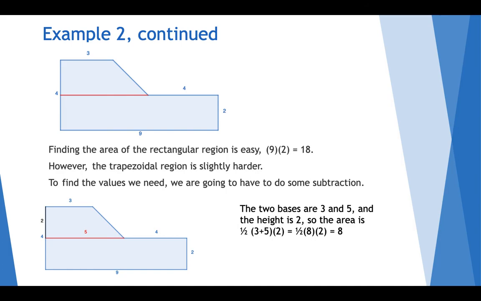So now we have the area of the rectangle and the area of the trapezoid. They're stacked on top of each other. Now all we have to do is add. So the total area of the figure is 18 plus 8 equals 26. Perfect. This is a classic example of something that looks daunting at first, but once you break it up into smaller pieces, it's not that bad.